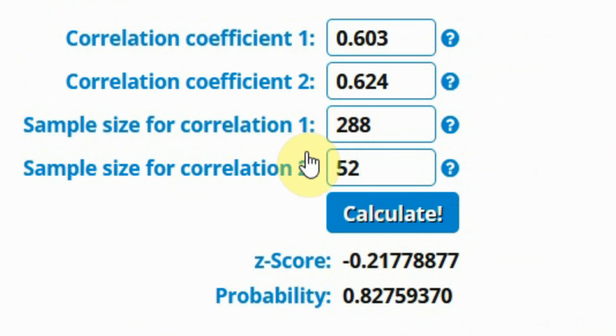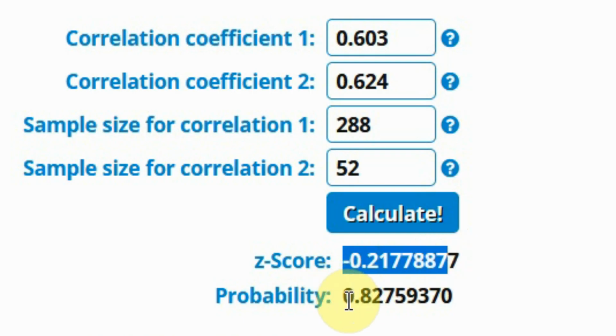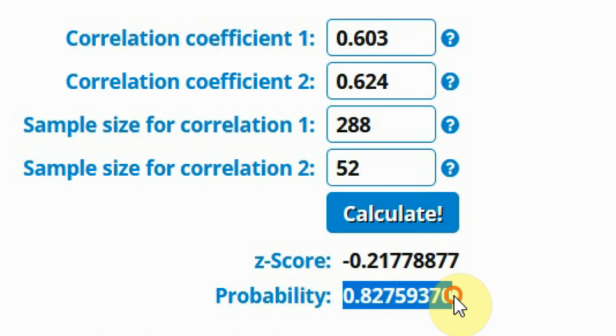Now here is the Z score, and here is your probability value. Here this is greater than 0.05, so we can easily say that the difference is insignificant. The difference of correlation between male and female is insignificant. So the relationship of OC with CC is the same in male and in female.